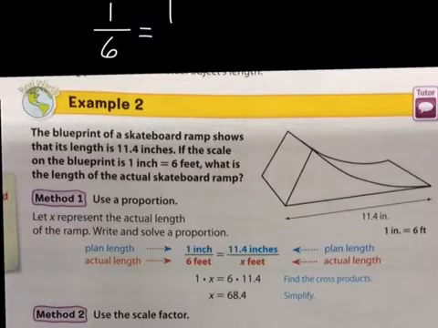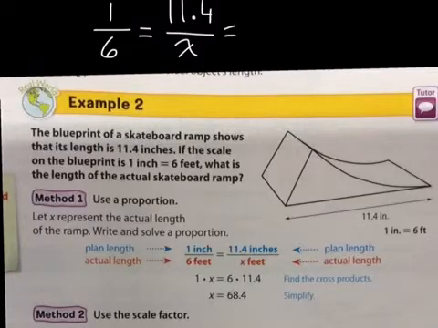So let's see, then we have 11.4 on the top. What did I do to the 1 to make it 11.4? I have to do the same to the 6, and this is where we can use cross product. This is where we're looking for our x. So we would multiply 6 times 11.4, and that'll give us the value of x, right?